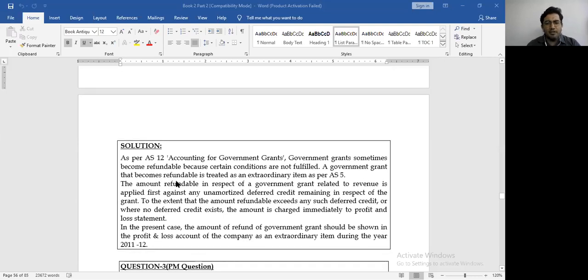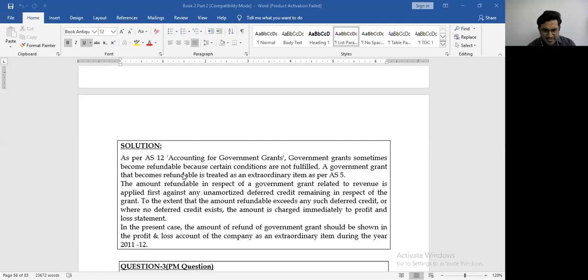As per AS-12 accounting for government grant sometimes becomes refundable because certain conditions are not fulfilled. A government grant that becomes refundable is treated as an extraordinary item as per accounting standard 5. The amount refundable in respect of a government grant related to revenue is applied first against any unamortized deferred credit remaining in respect of the grant. To the extent that the amount refundable exceeds such deferred credit, or where no deferred credit exists, the amount should be immediately charged to the profit and loss account.